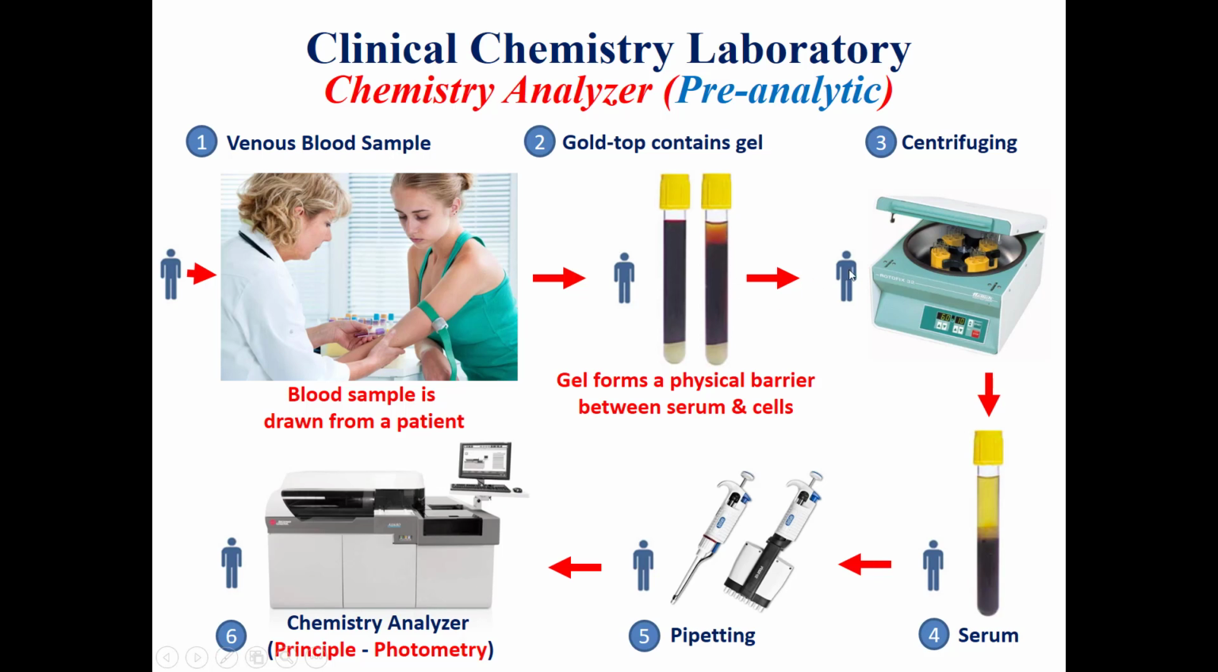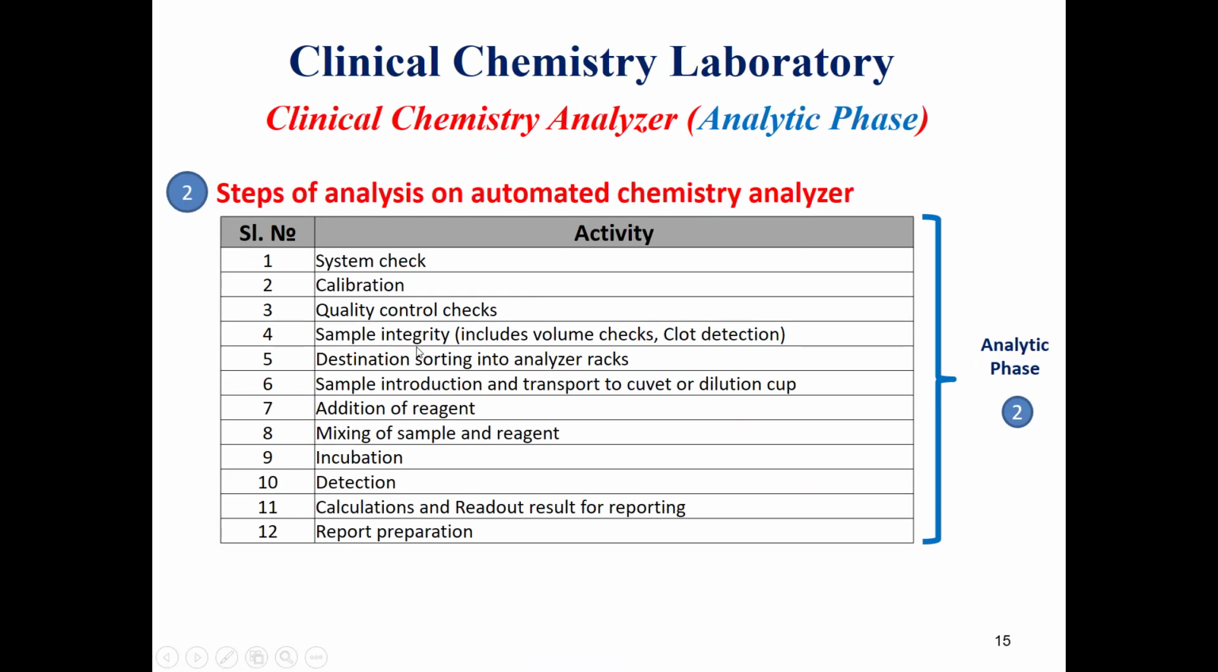Then the sample will be centrifuged for 10 minutes. Finally, the serum will be separated from the rest of the blood cells and the coagulation factors by this physical barrier, which is the gel. Then a part of this sample will be aspirated in order to be analyzed using a clinical chemistry analyzer. This is an example of the pre-analytic phase for the clinical chemistry analyzer.